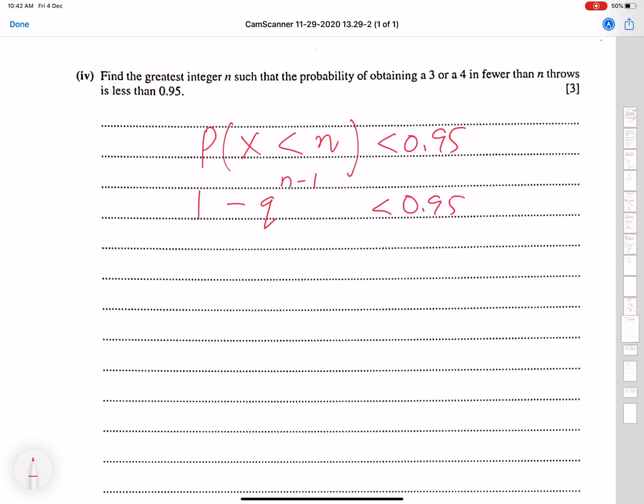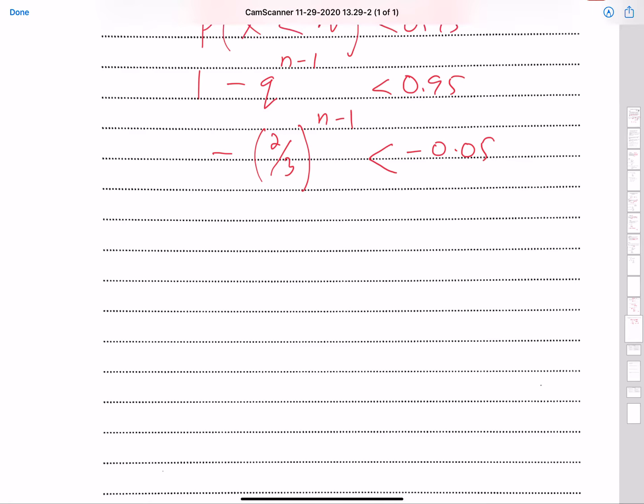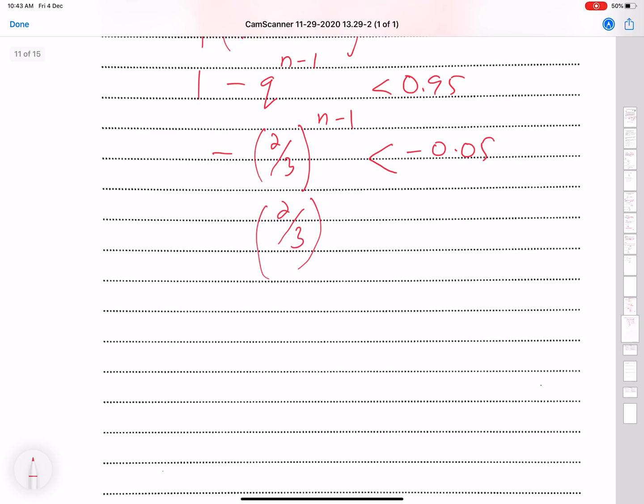This chapter will be very easy if you learn all the 4 properties which I have mentioned in my earlier lecture. So this will be q, I guess, 2 upon 3, and this must be 0.05. Make sure you change the sign of inequality while cancelling negative on both the sides. So this is 2/3 to the power n minus 1 greater than 0.05.